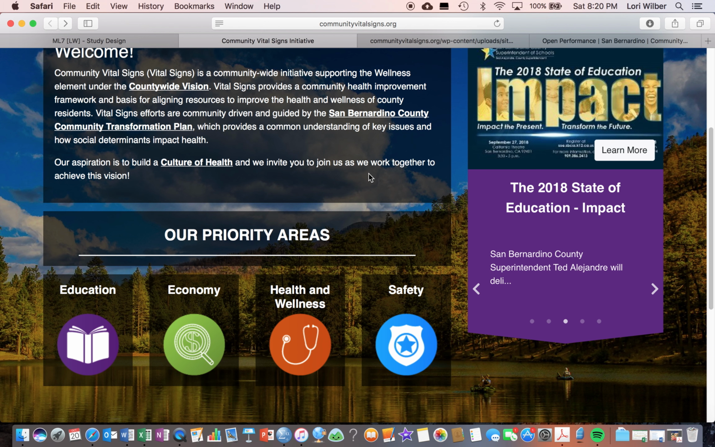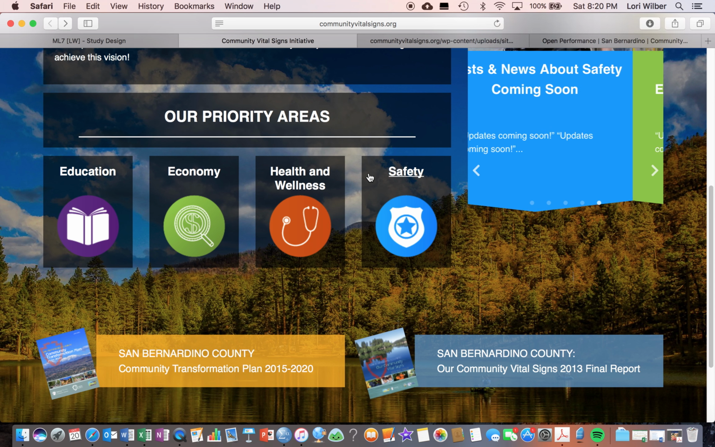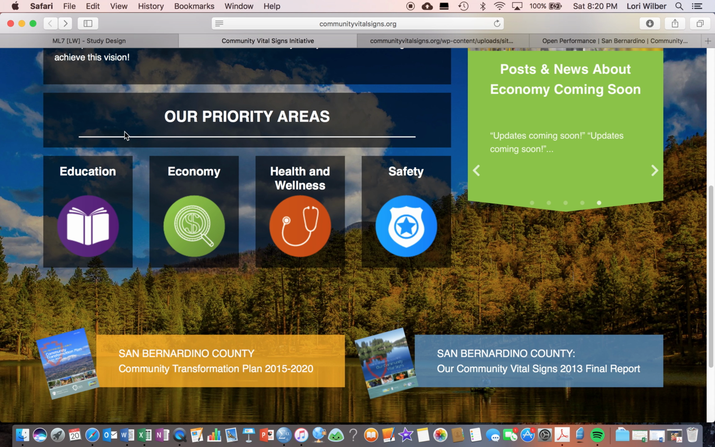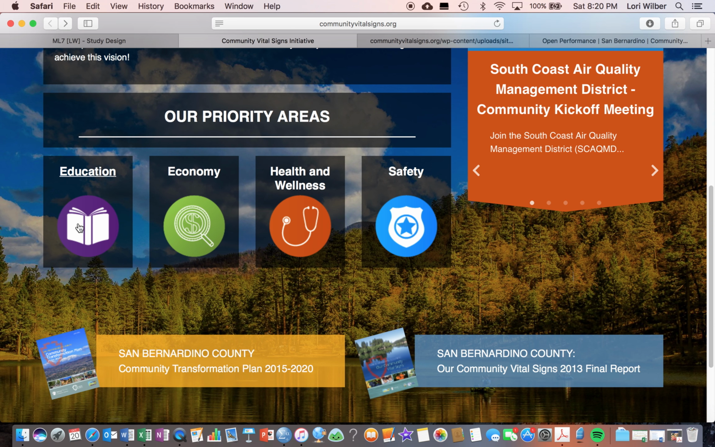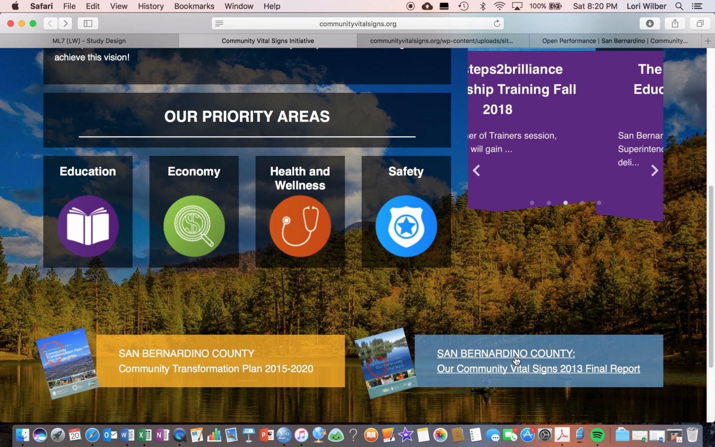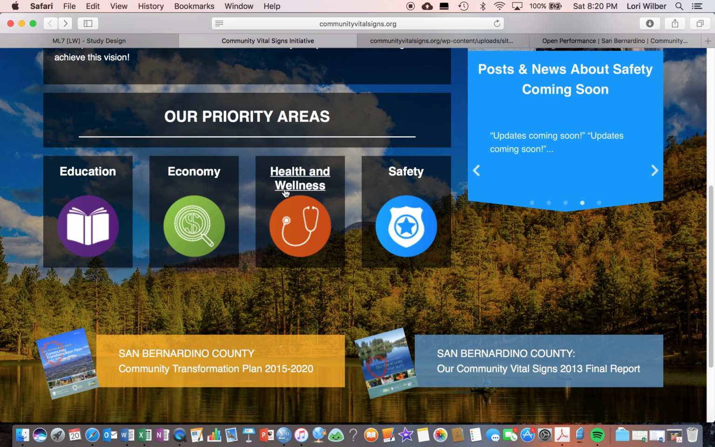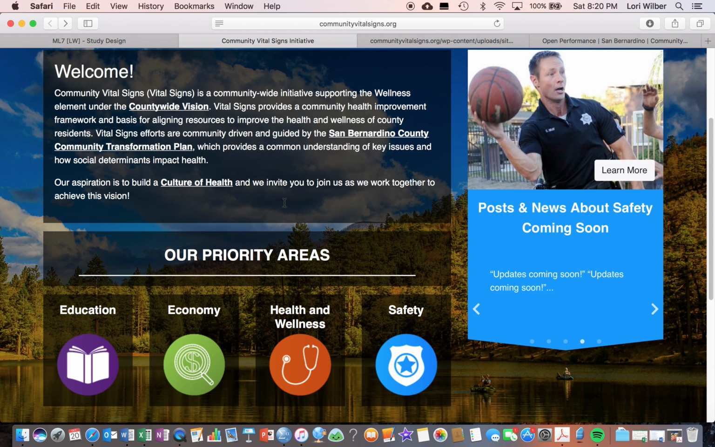But most important, they've highlighted some of the things that they really want you to focus on. Specifically, they've selected four priority areas: education, economy, health and wellness, and safety. And then down here on the right hand side, a little later in this video, we'll actually look at the 2013 report. And so, this is ongoing.